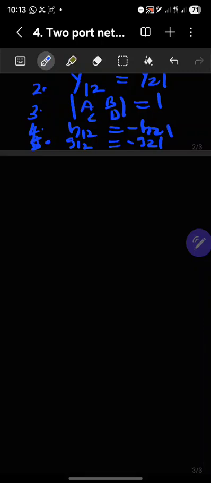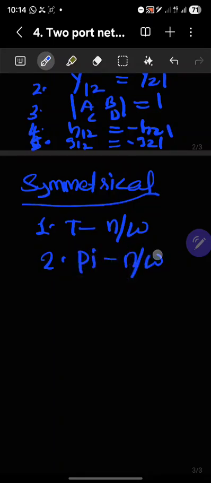Next we'll go to the detailed analysis of some kinds of symmetrical and asymmetrical networks. There are popular symmetrical and asymmetrical networks. For symmetrical networks, the popular ones are the T network and the pi network. We'll go into details about these networks in upcoming lectures.